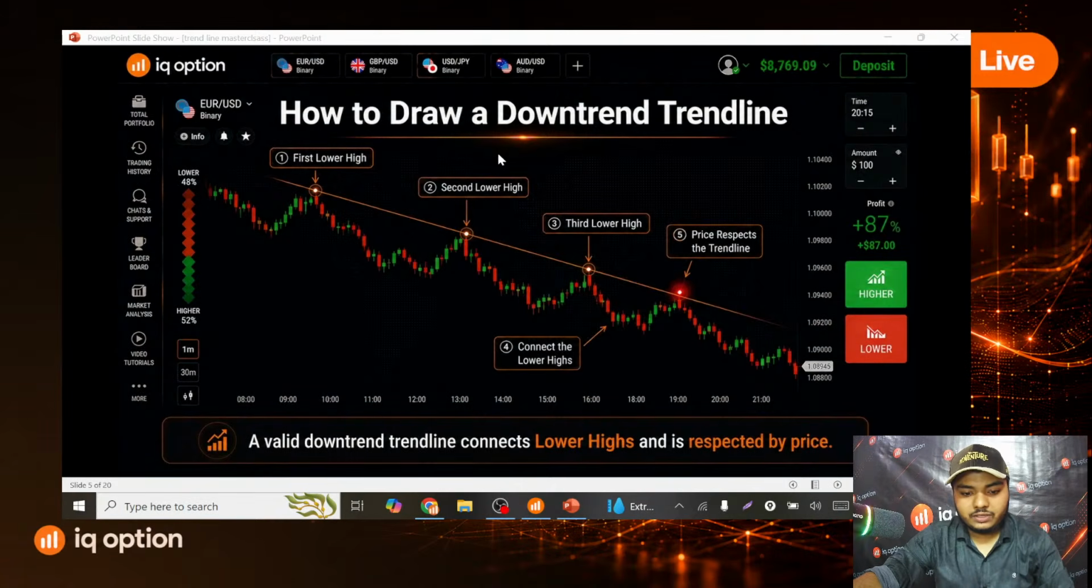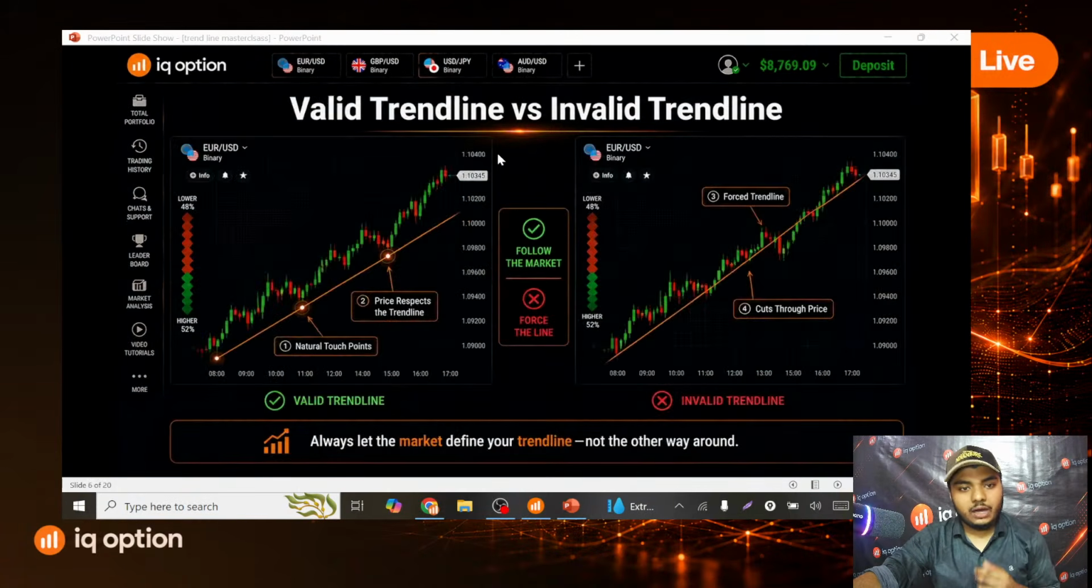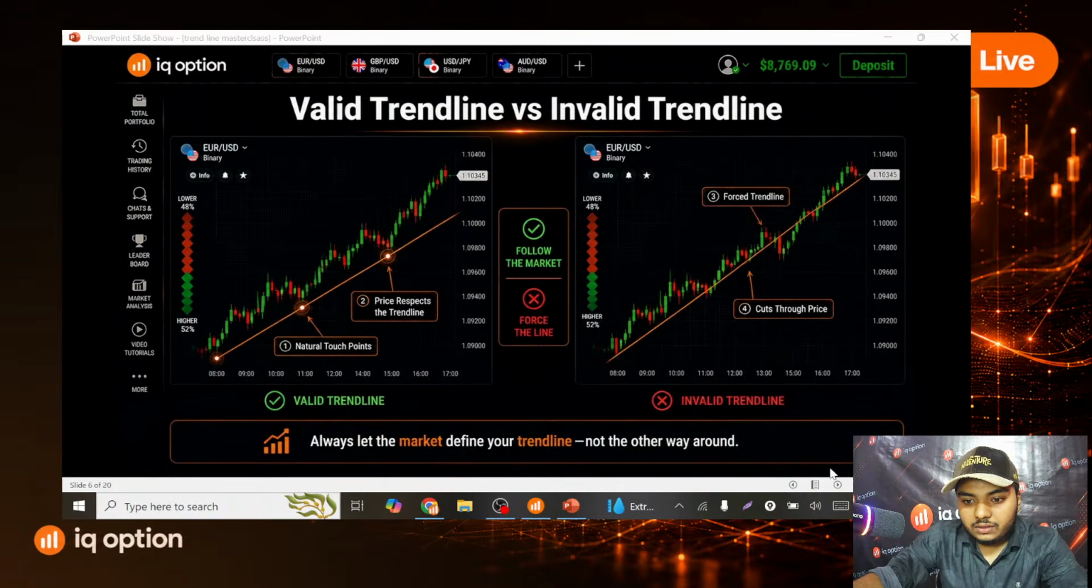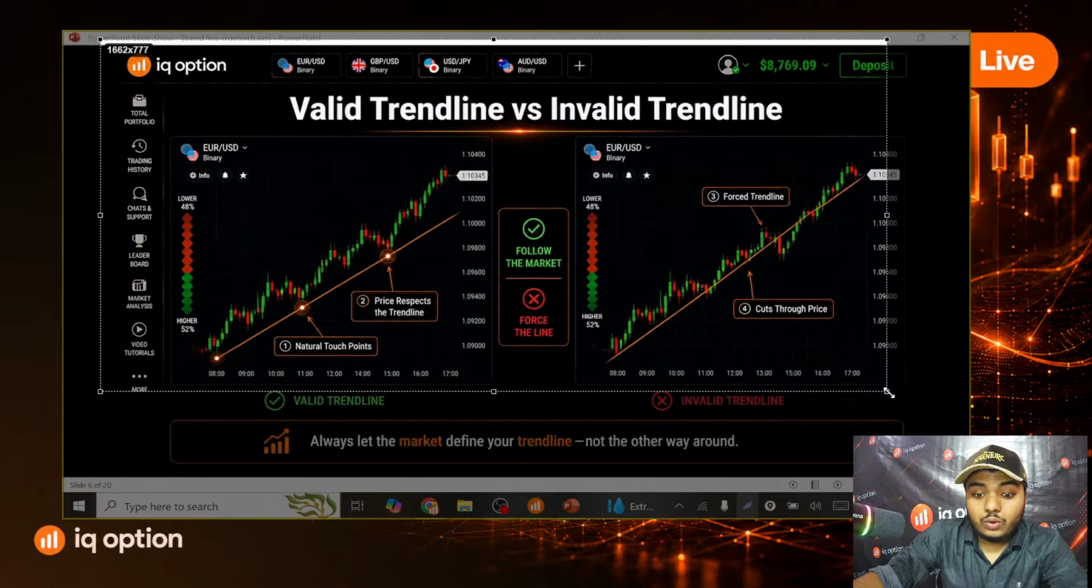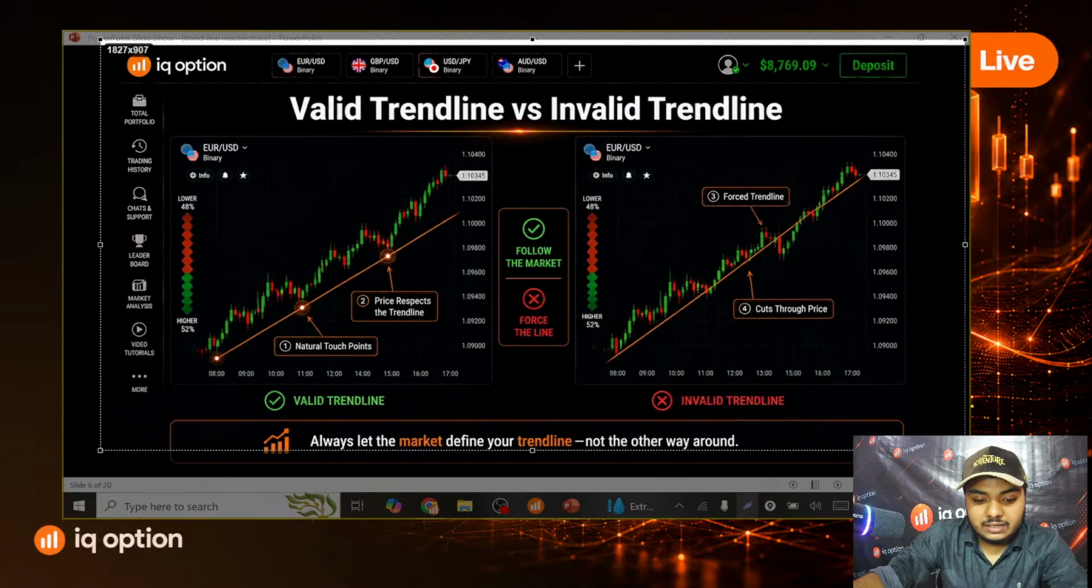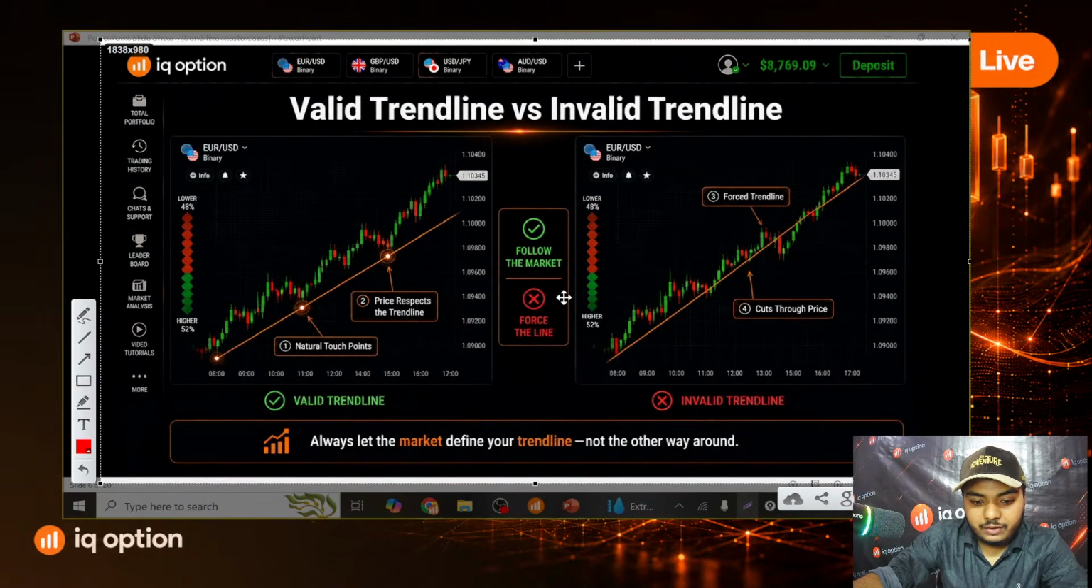So let's move to the next topic. Our next topic is valid versus invalid trend lines. Now that we know how to draw trend lines, let's identify which one is valid and which one is an invalid trend line.